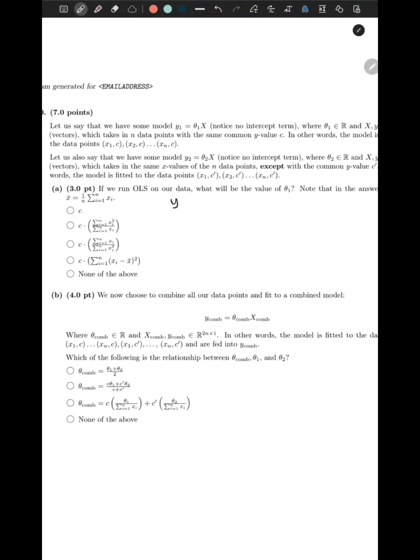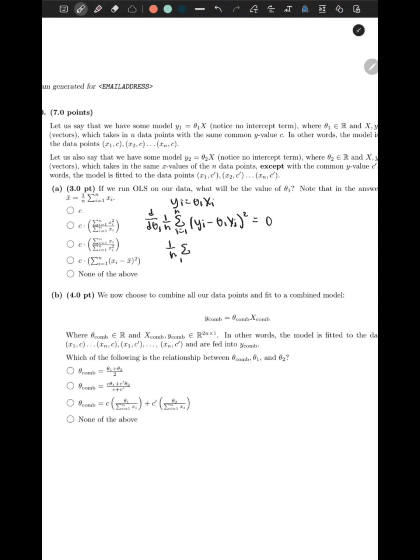And our model in this case with theta 1 is just yi is equal to theta 1 times xi. So if we plug this into our mean squared error equation, we'll get 1 over n times the summation of 1 to n of yi minus our model, which is theta 1 xi, squared, because we're doing mean squared error, and we take the derivative of this whole thing with respect to theta 1 and set it equal to 0.